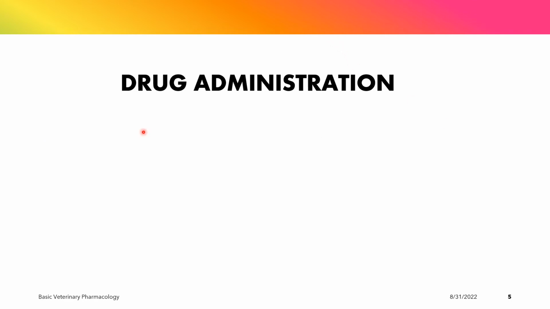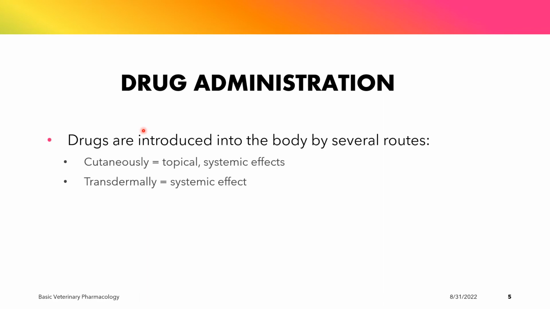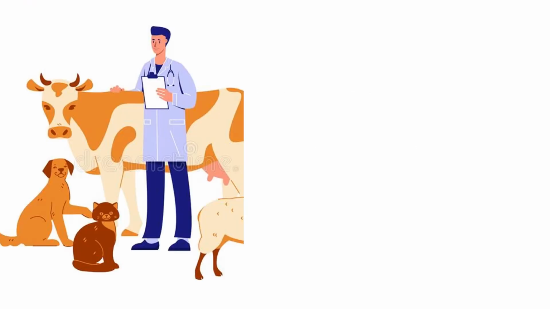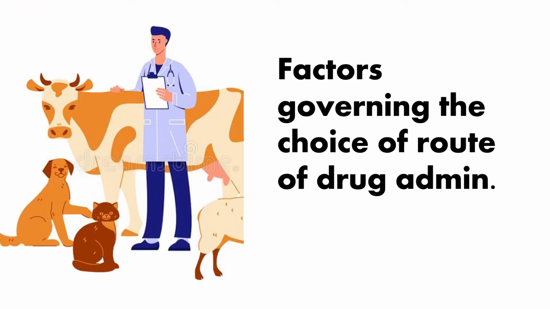Drugs can also be applied to the skin, or cutaneously, to produce local, topical, or body-wide systemic effects. It can also be delivered through the skin by a patch, transdermally, for a systemic effect. Each route has specific purposes and also has advantages and disadvantages. So the next slide will enumerate the factors governing the choice of route of drug administration.